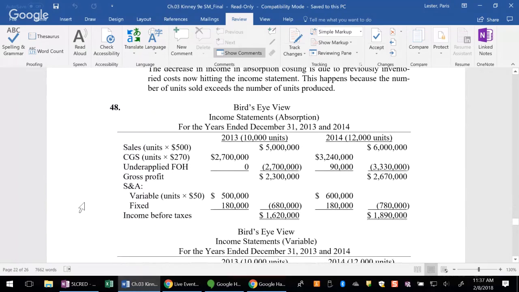All right, let's look at the absorption. 10,000 units and 12,000 units. What was the expected number of units? 12,500, 12.5 expected capacity. All right. For 2013, it was 10. Is that actual? Is 10 the actual? Yeah, 10 is actual. And 12 is actual for the next year. All right. Now, cost of goods sold times $270 a unit.